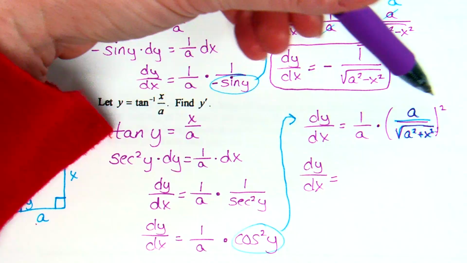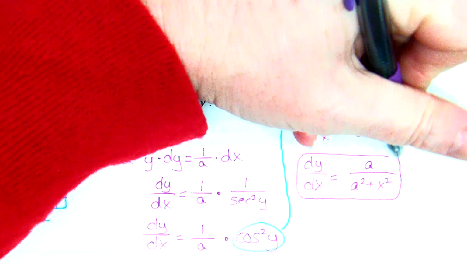Final answer? A over a squared plus x squared? No square root this time. So your sine and cosine have the square root. Tangent does not.